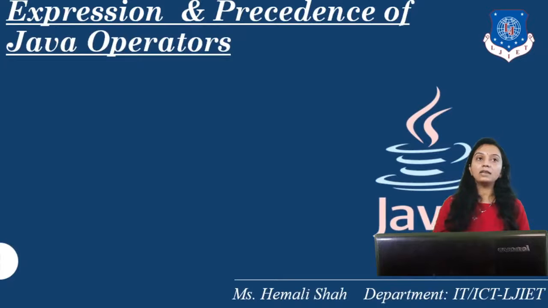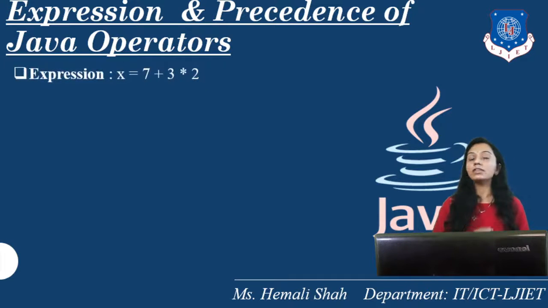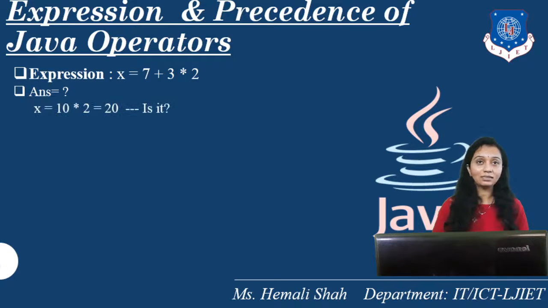Now, expressions and precedence of Java operators. Whenever you are making an expression by using multiple operators, what should be the order of execution in your program? That is judged by using the precedence order of Java operators. For example, this is the expression. I am using the plus and multiplication operator star in a single expression. What should be the answer of this x? Can you judge?